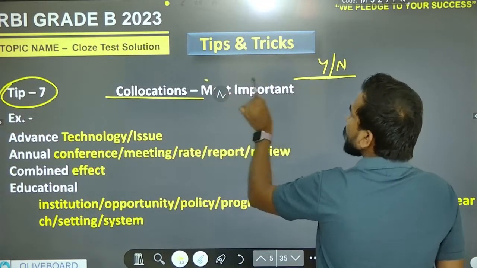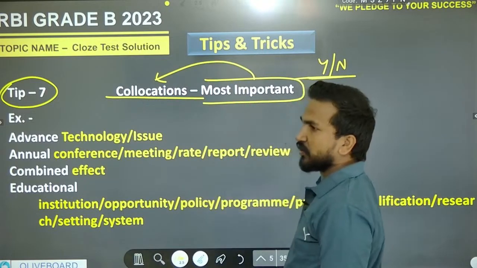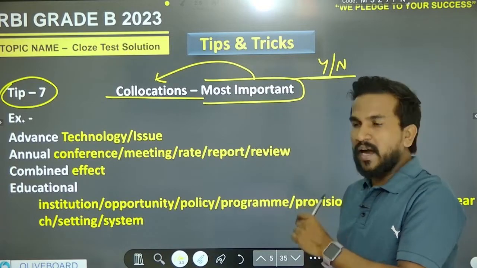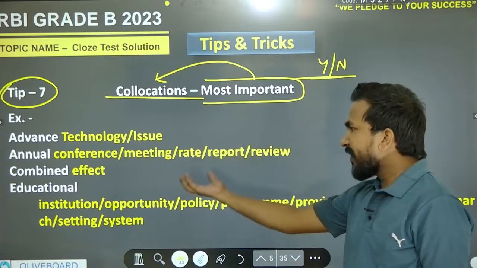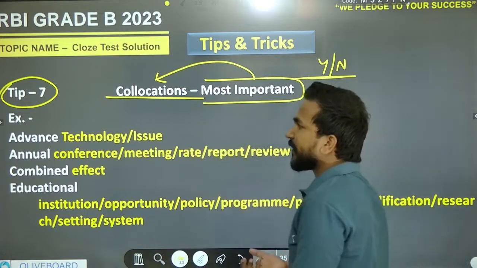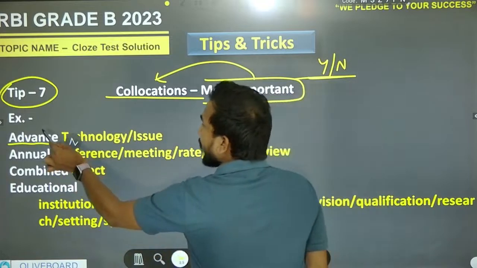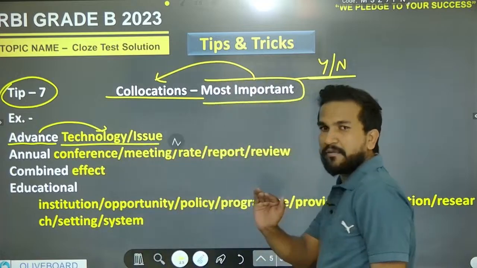That is the most important method while you are preparing for any type of banking examination, because banking examinations always ask you about the collocation method in cloze tests. What type of collocations are we talking about? We have the word advanced, and the collocation is advanced technology. That can be advanced technology or advanced issue.